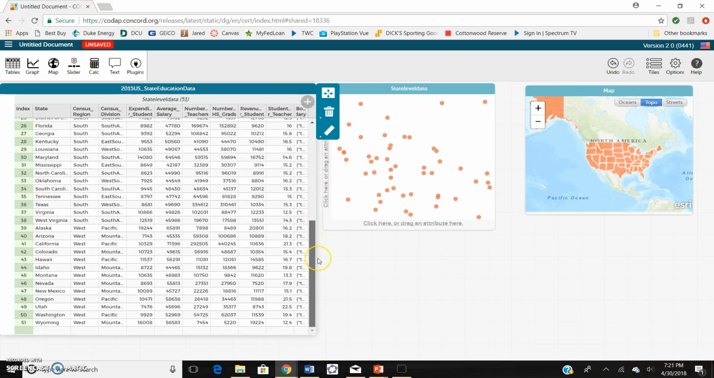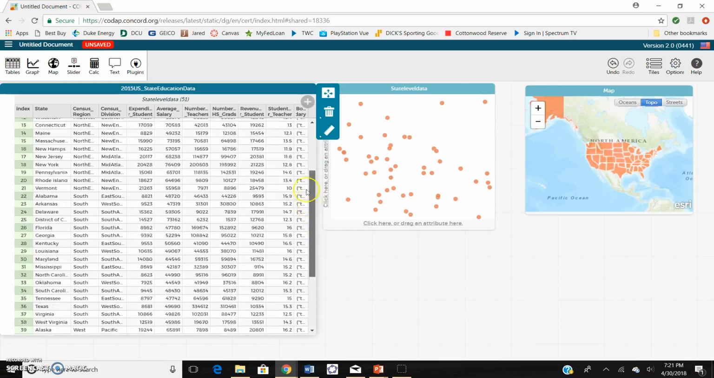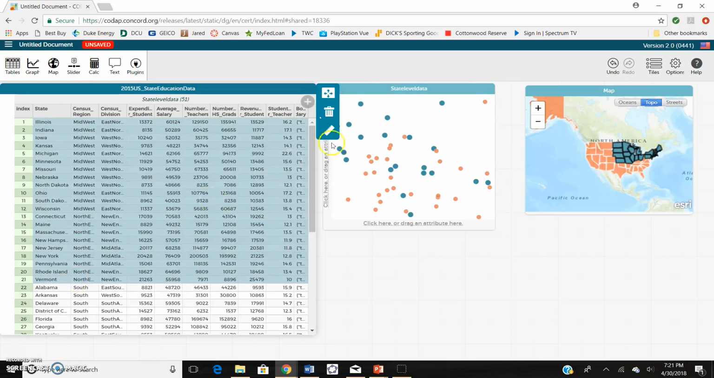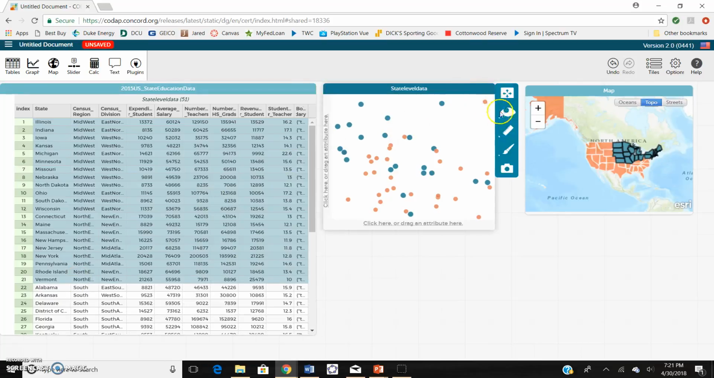So all my South and West states are down here. So I can select all of these and I can actually hide those so I am not looking at that data as part of my scatter plot. And now all of these data points are also highlighted over here. So all of the orange ones are the states that I am looking at on my map.